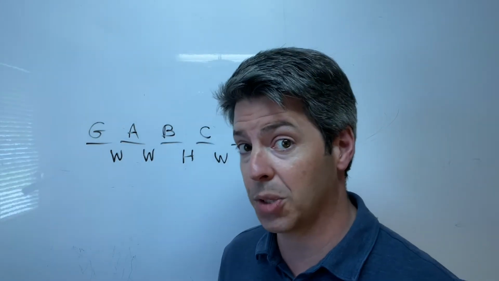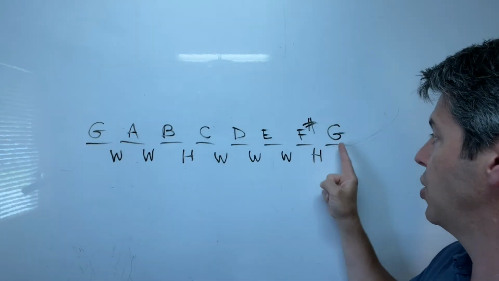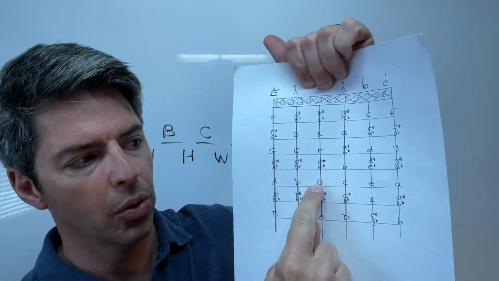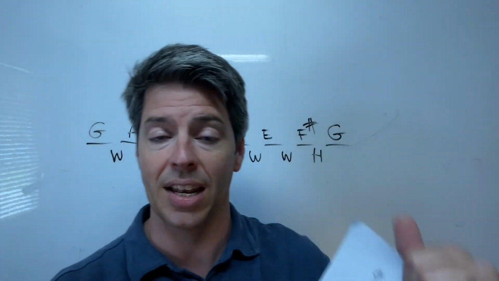So we've got the correct spelling. Now, F sharp to G, is that a half step? Let's check it out. F sharp to G. There it is, a half step.